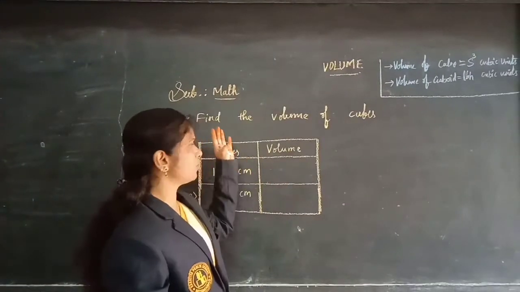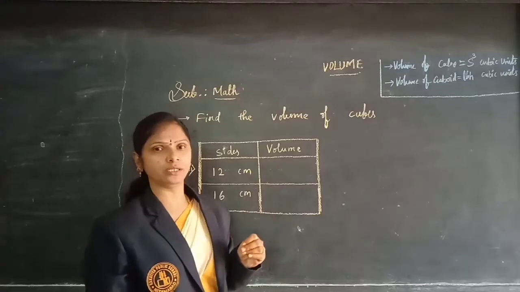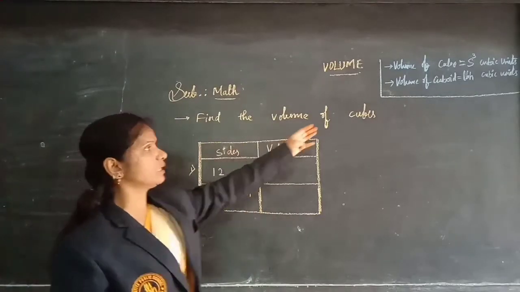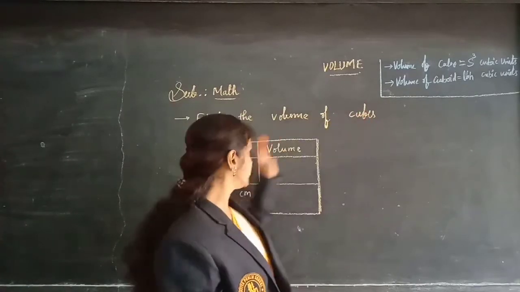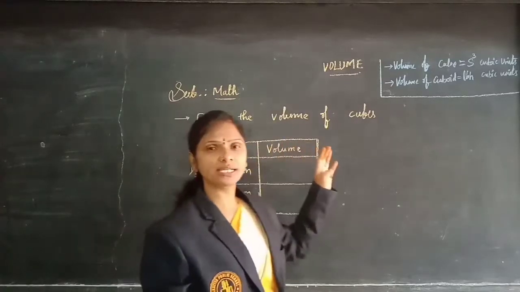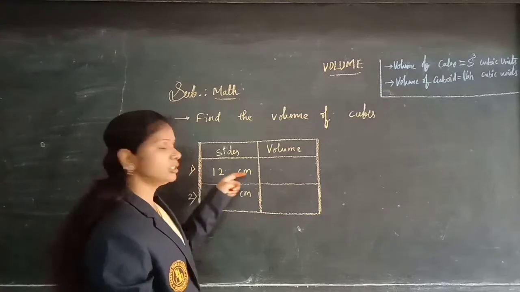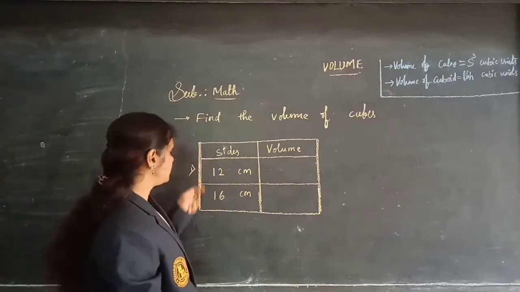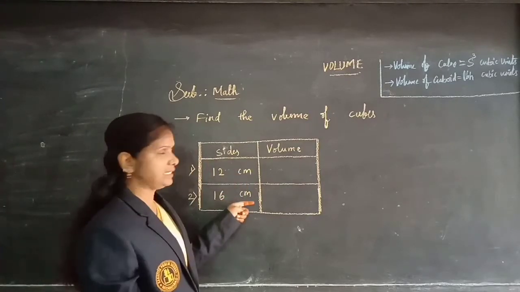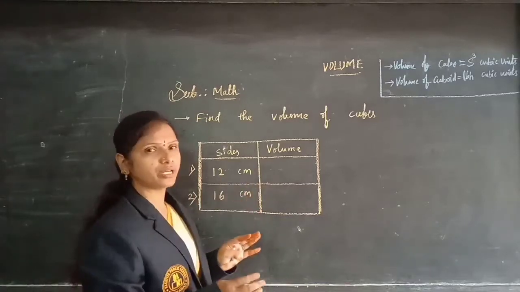Yes, have a look at this problem. Find the volume of cubes here. They are given. Cubes are nothing but all sides are equal. If one side length is given, all sides will be the same. So first one here, the side length is given as 12 centimeters and the second one's side length is 16 centimeters. Let's find the volume for this.